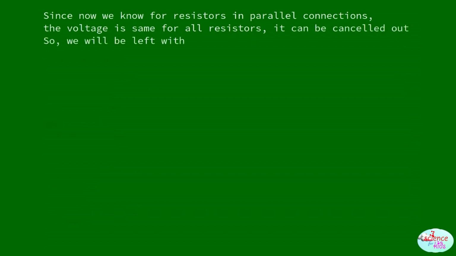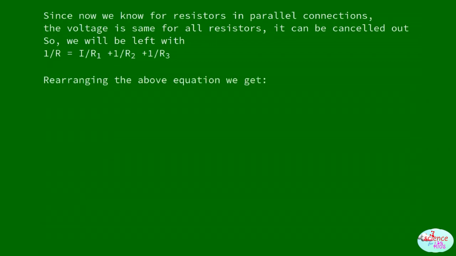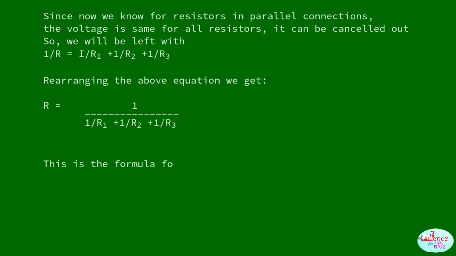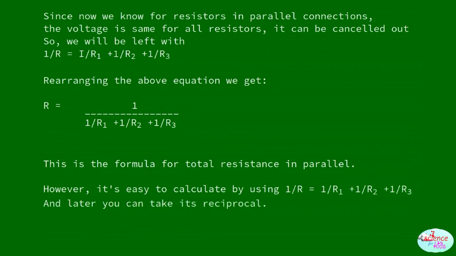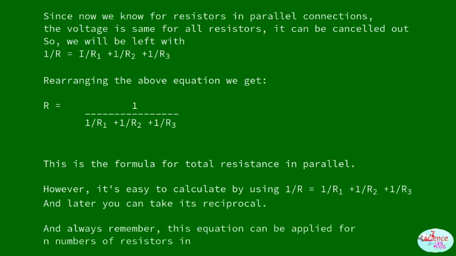So we will be left with 1 over R equals 1 over R1 plus 1 over R2 plus 1 over R3. Rearranging the above equation, we get R equal to the reciprocal of 1 over R1 plus 1 over R2 plus 1 over R3. This is the formula for total resistance in parallel. However, it's easy to calculate by using 1 over R equals 1 over R1 plus 1 over R2 plus 1 over R3, and later you can take its reciprocal. And always remember, this equation can be applied for n numbers of resistors in parallel.